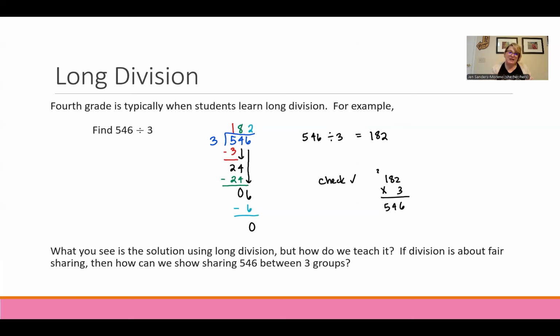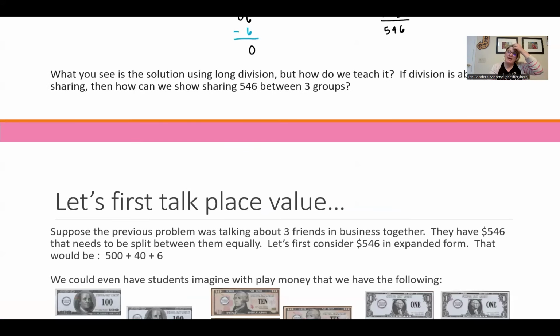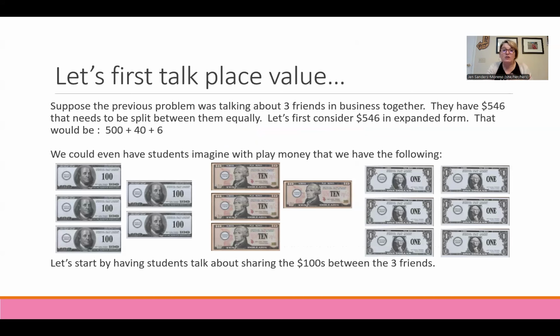So how we teach it is honestly talking about the topic of fair sharing. And so I'm going to walk you through this. We are going to do the CHIPS method, but before we get there, I figured we'd start off by thinking about something that most of us can relate to, money. Okay. So we're going to look at how do we share 546 between 3, or that would be the same thing as what if we wanted to share $546 between 3 friends? So suppose we have 3 friends that are in business together. They have $546 that they are all entitled to an equal share of.